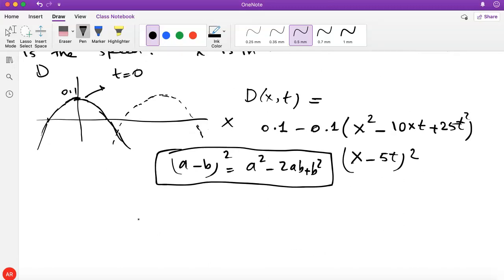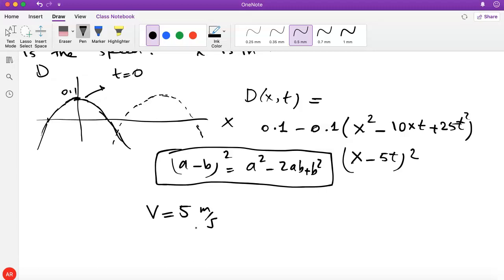It is a function of x minus something times t, and that something is 5 meters per second. So v is 5 meters per second, and it's moving to the right with that speed.